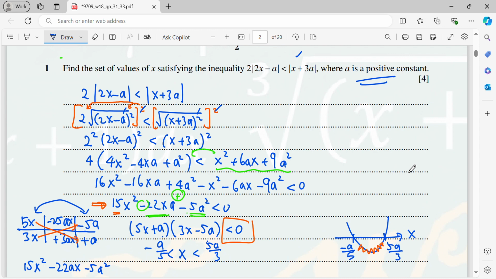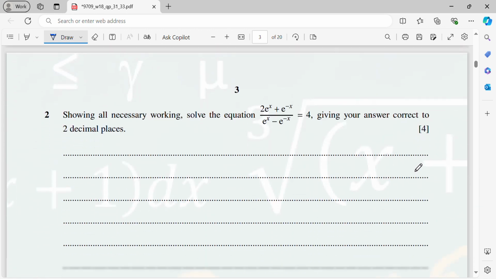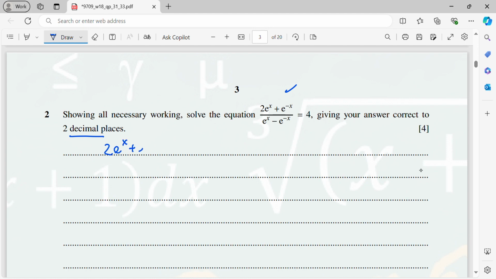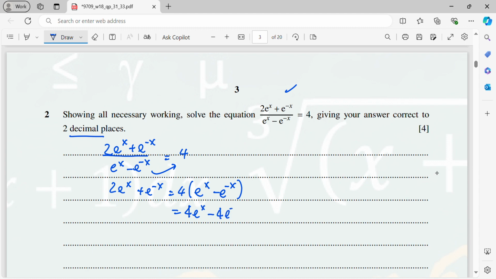Question 2. Showing all necessary working, solve this equation, giving your answer correct to 2 decimal places. So I will rewrite the question. Move the denominator to the right side: 2e^x plus e^(-x) equals 4 times (e^x minus e^(-x)). And then for the right side, just do expansion to get these two terms.